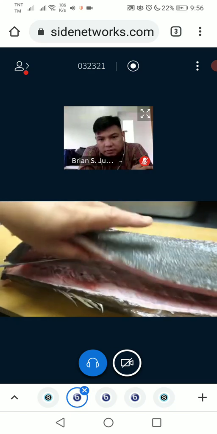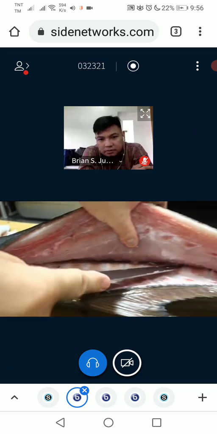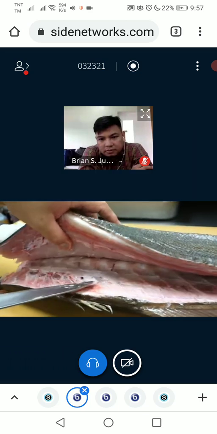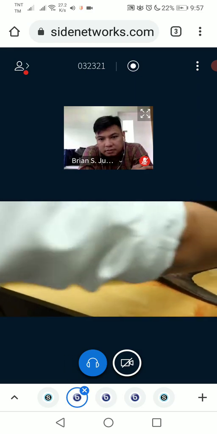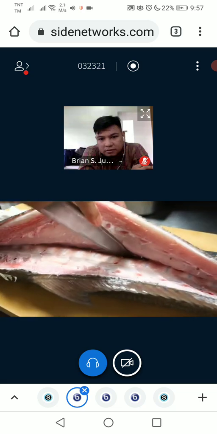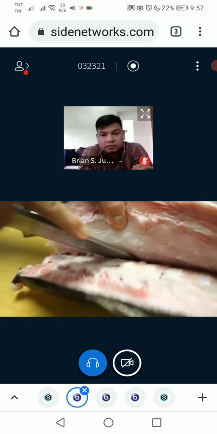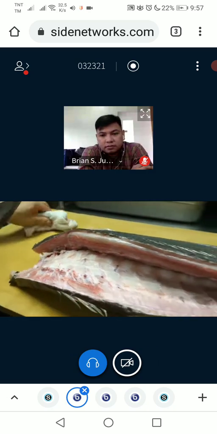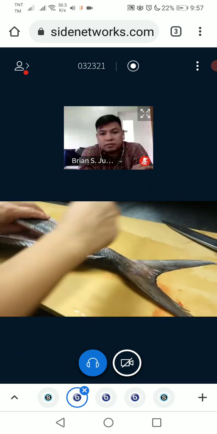Okay. And then once you open up here, all the way up to here, they have a lip. I have to cut off the lip. Oh, the rib part, yeah. Okay. Then the meat was already separated.